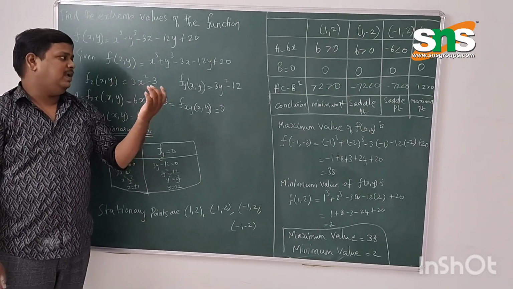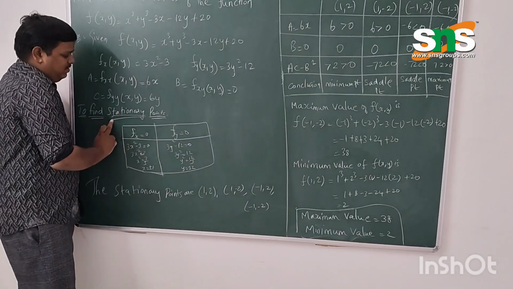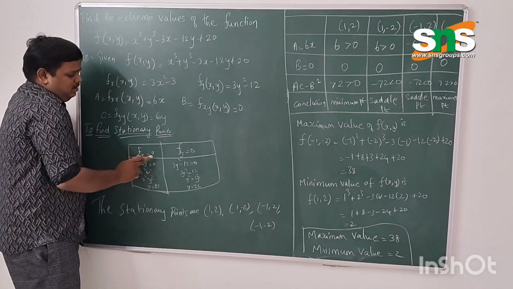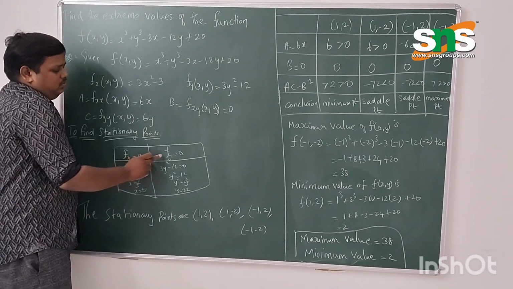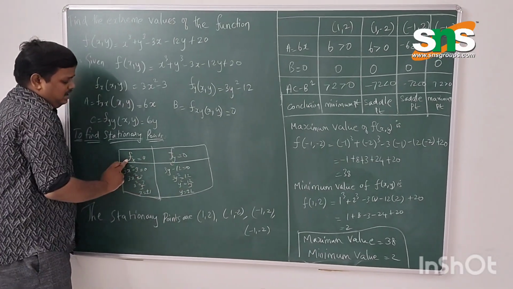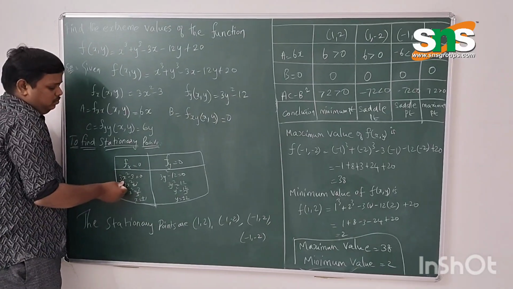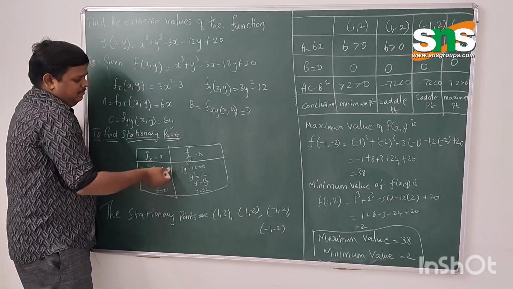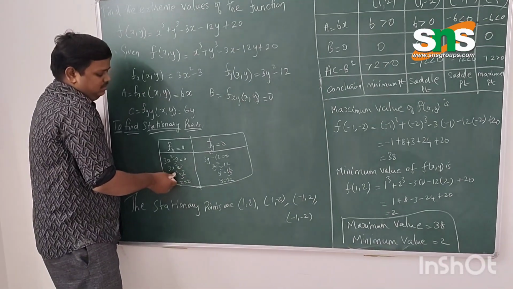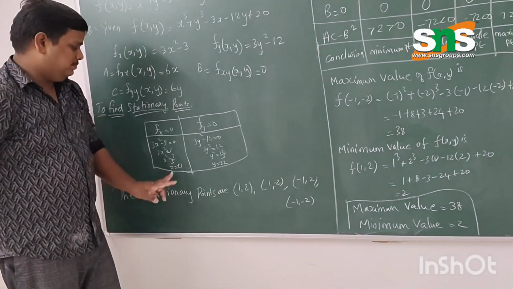Second step, we have to set the derivatives equal to 0, which is finding the stationary points. Two derivatives we have to find: fx is equal to 0, fy is equal to 0. Fx is 3x square minus 3, set as 0. So 3x square minus 3 is equal to 0, so 3x square is equal to 3, x square is equal to 3 divided by 3, and we get x equal to plus or minus 1.